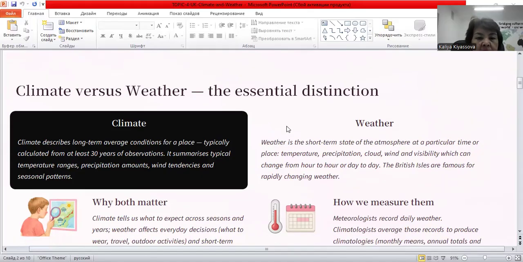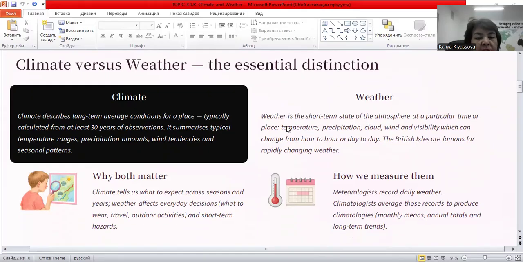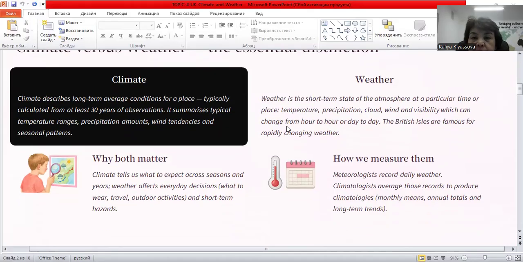Why do both matter? Climate tells us what to expect across seasons and years. Weather affects everyday decisions: what to wear, travel, outdoor activities, and short-term hazards. Okay, how do we measure them? Meteorologists record daily weather. Climatologists average those records to produce monthly means, annual totals, and long-term trends.